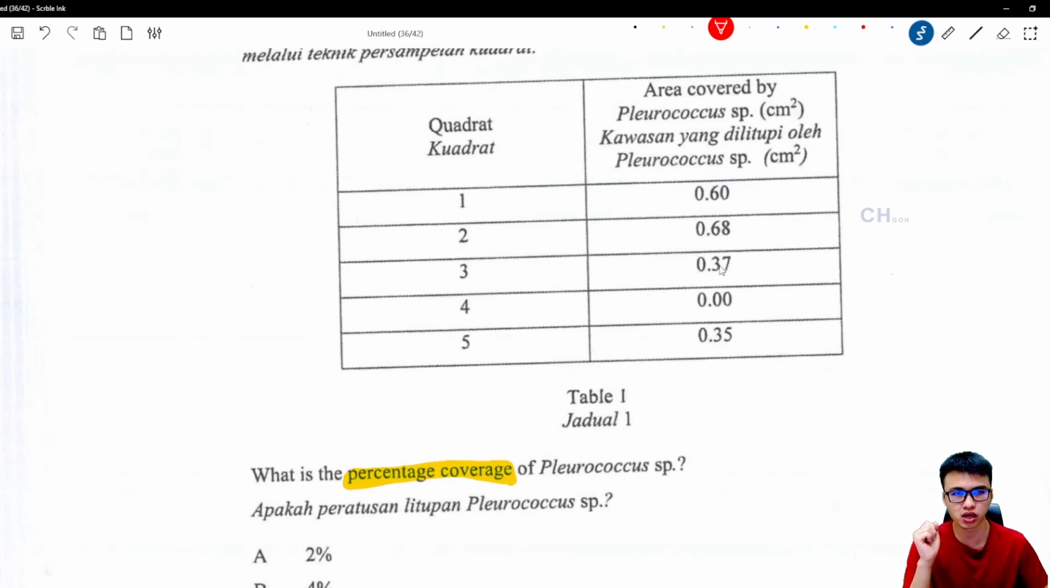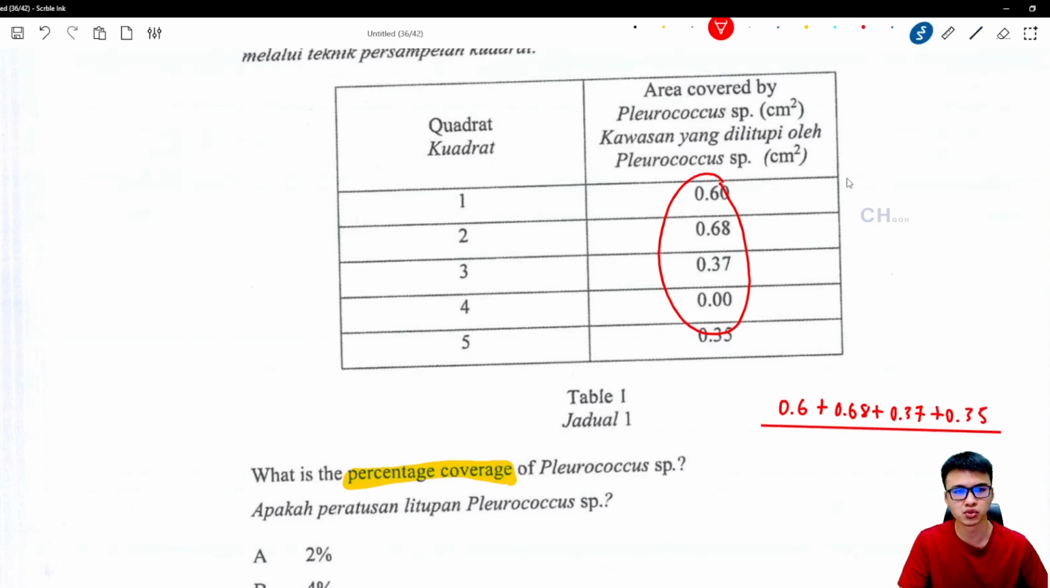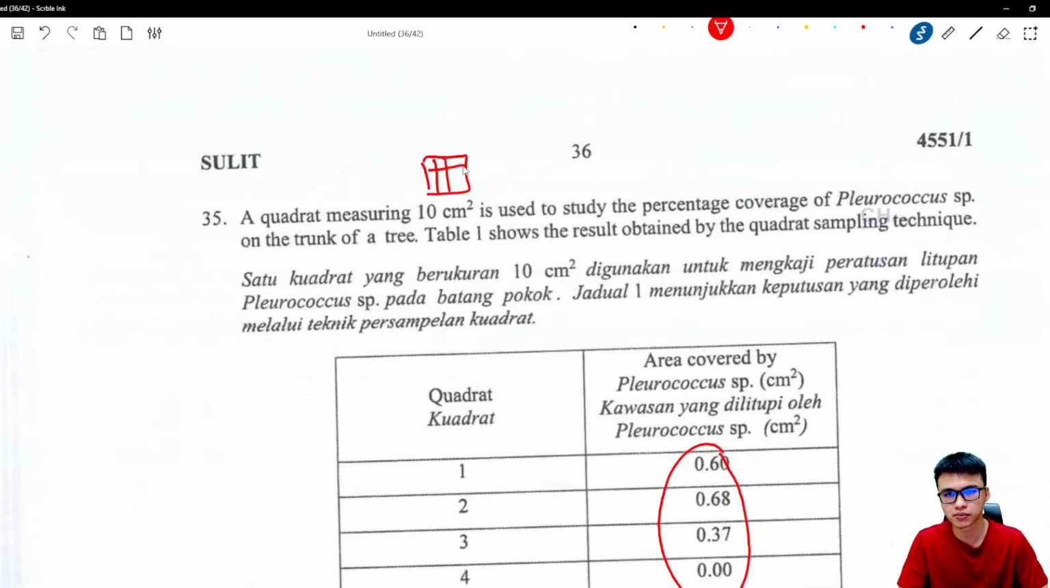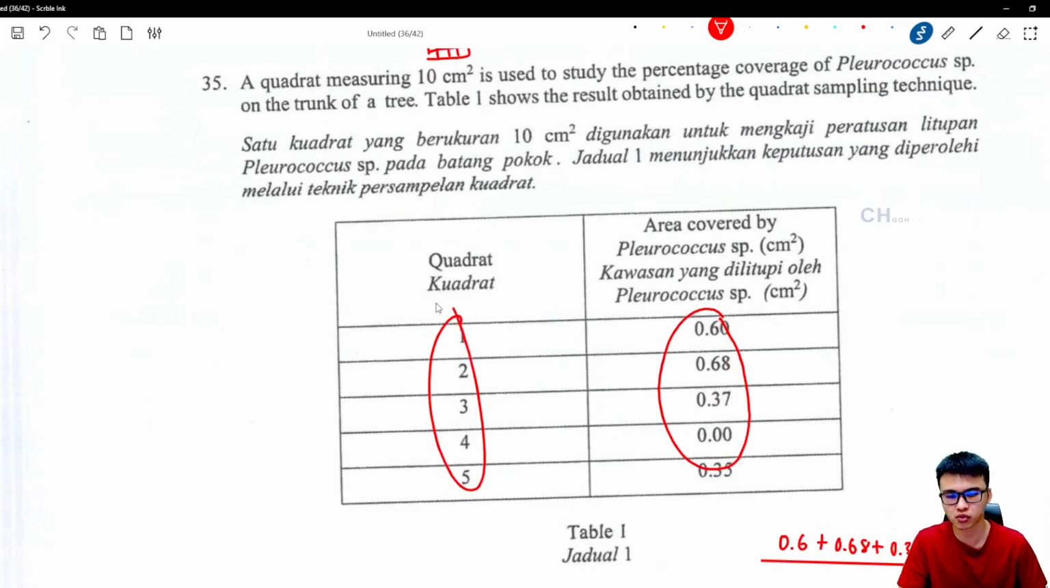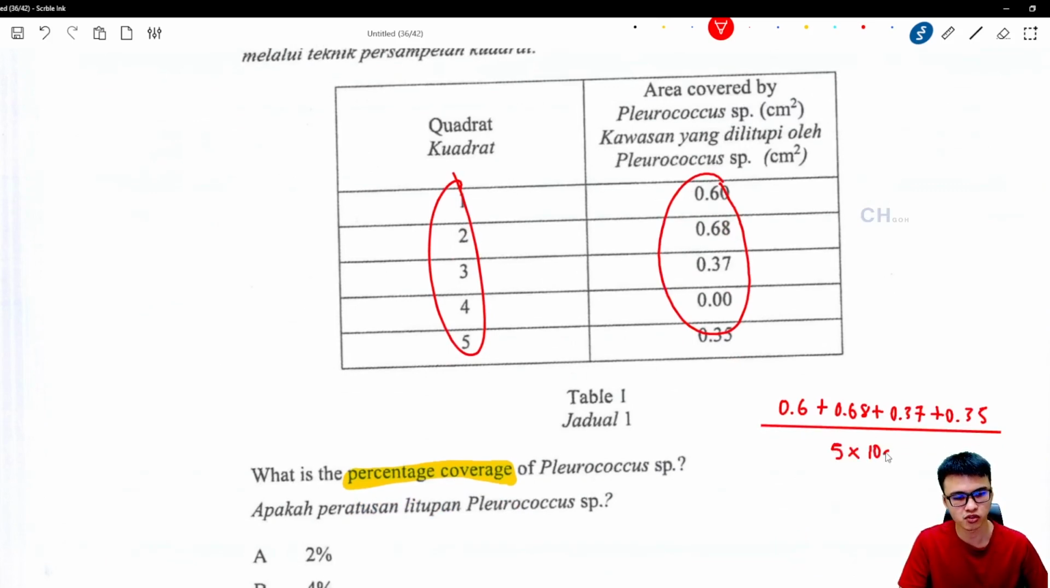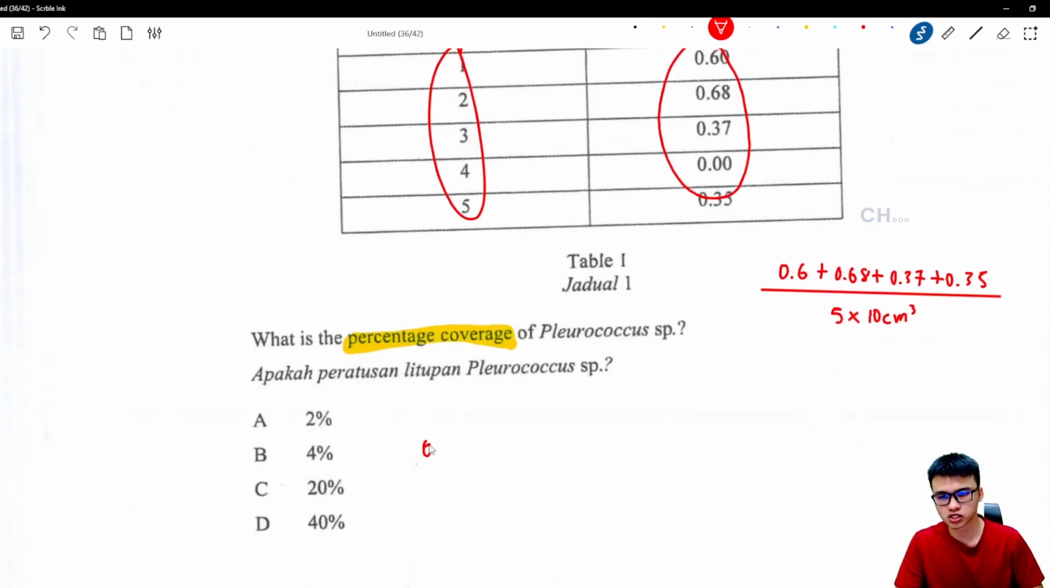So if you want to find the percentage of coverage, you are going to add all the area of the quadrant which is covered by the species, the bacteria. So you use 0.6 plus 0.68 plus 0.37 plus 0.235, and then you divide it by the total area you use. So 1 quadrant is 10 cm square, and you are using 5 quadrants. So you are going to use 5 times 10 to find out the total area. You press the calculator, and you will get 0.04. 0.04 times 100%, you can get 4%. So the answer here should be 4%.